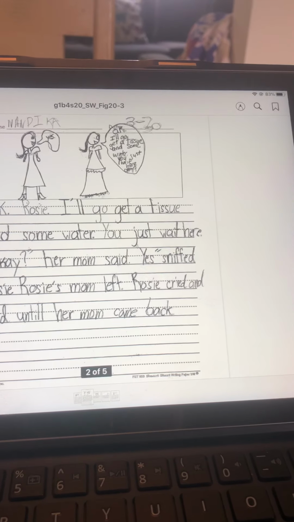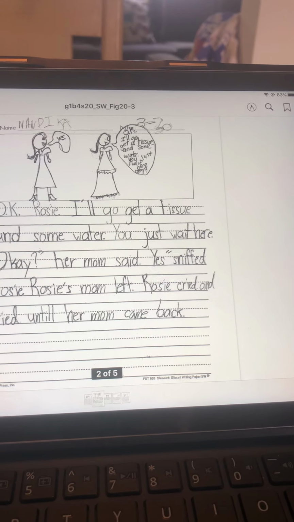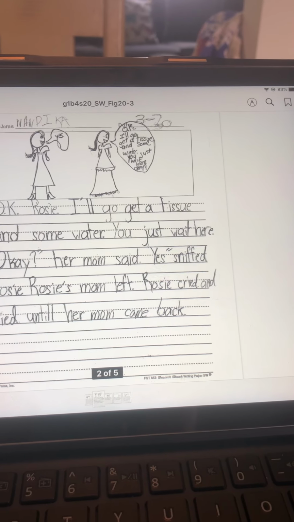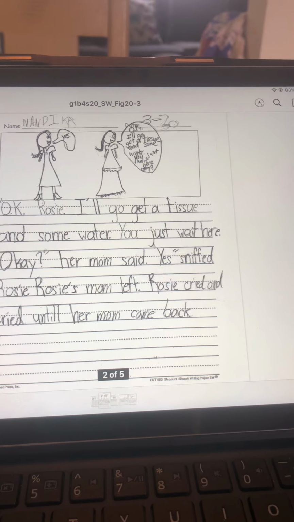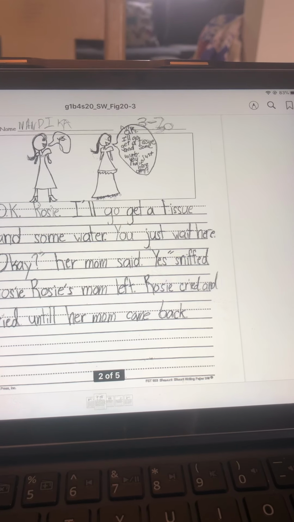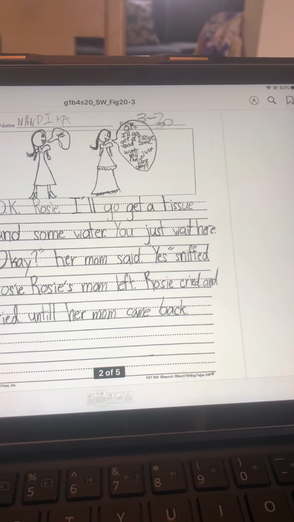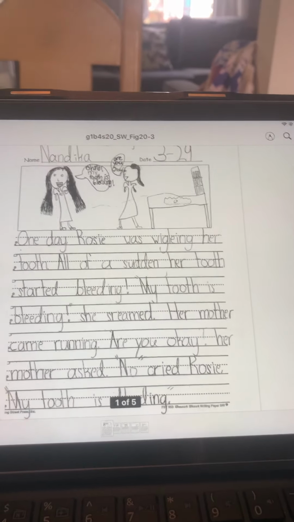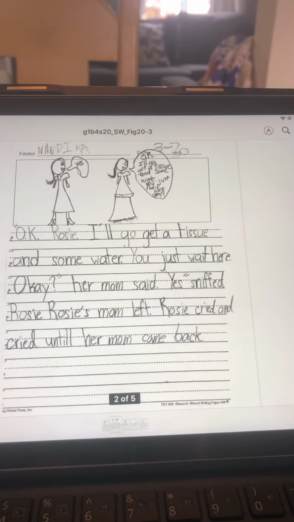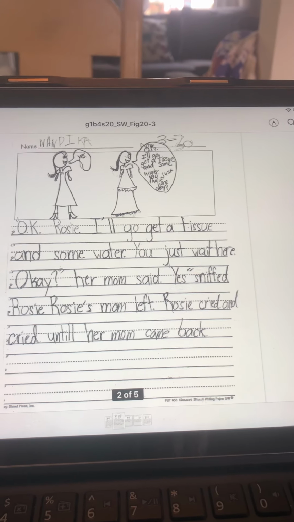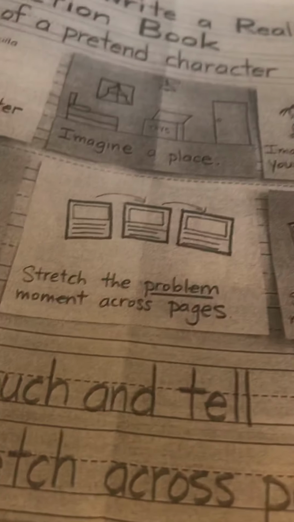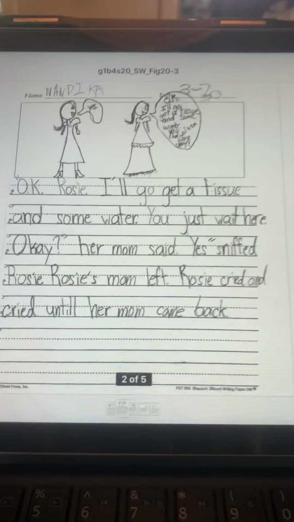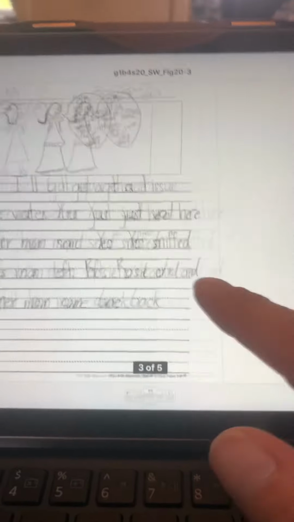"Okay, Rosie, I'll go get you a tissue and some water. You just wait here." "Okay," her mom said. "Yes," sniffed Rosie. "Rosie's mom left. Rosie cried and cried until her mom came." So the blood started on this page, and now her mom went to go get her some water. So she's really working hard to stretch the problem moment across the pages. She's giving you lots of details about her bloody tooth.